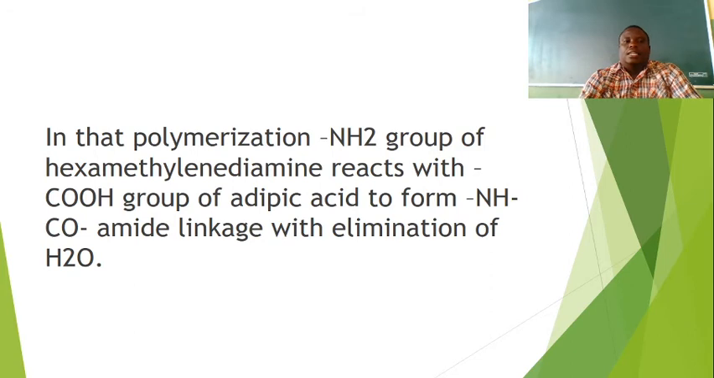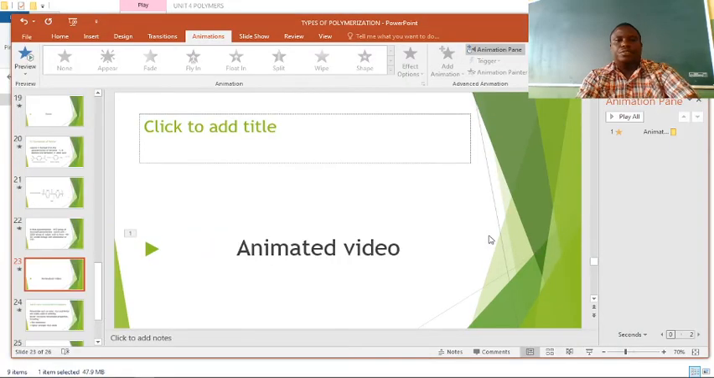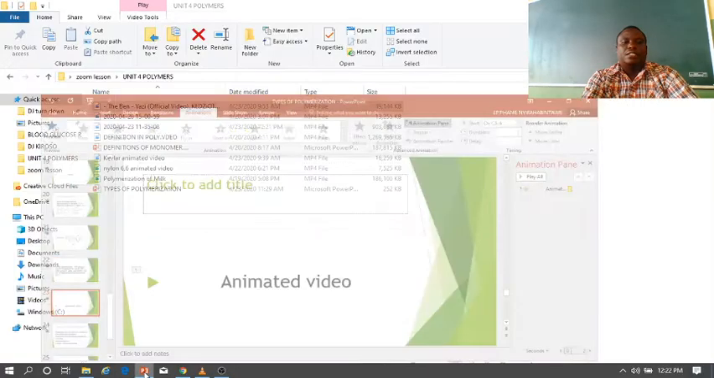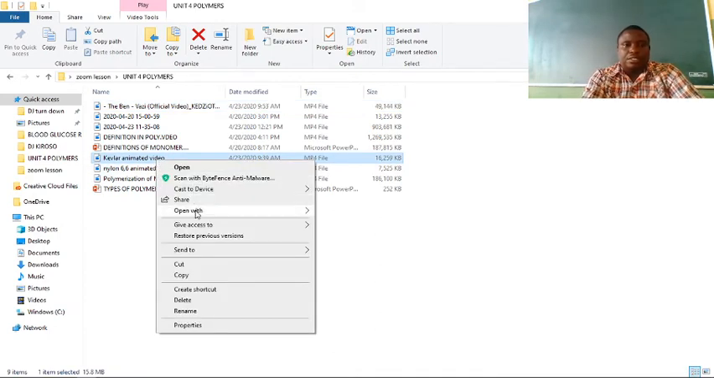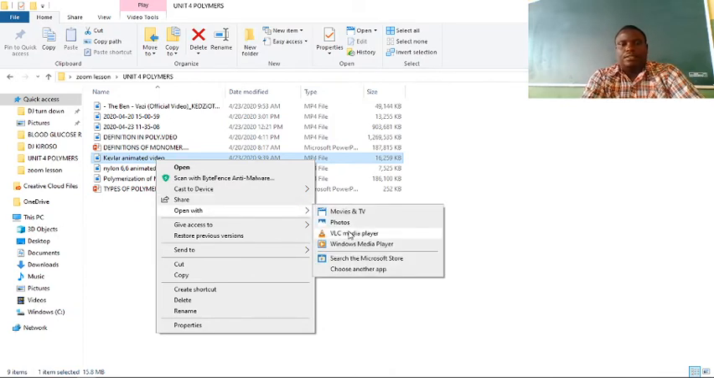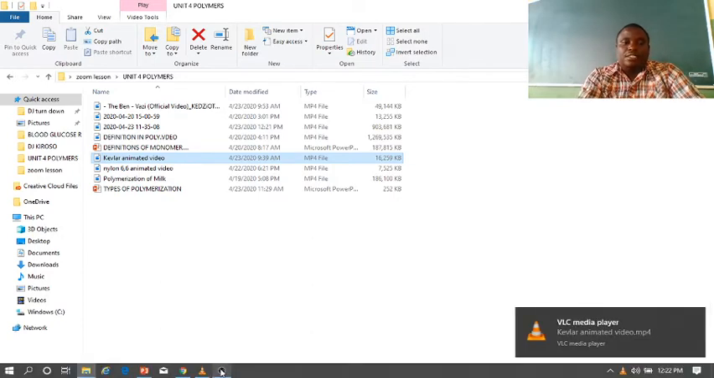You see, the reaction happened between carboxylic acid and what? And the amine group. As you can see here in this animated video, you will be very familiar with this through this animated video of Kevlar. Kevlar is very important, you will see in the next slide. But let's explore this video. In this video, there is a good demonstration of what?